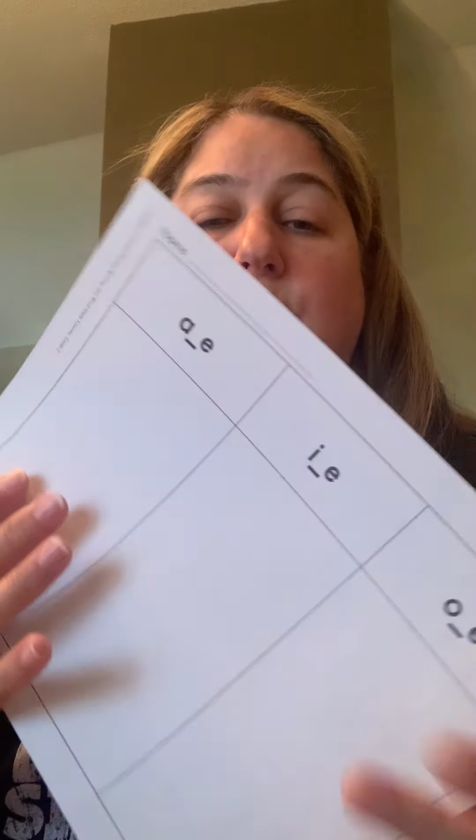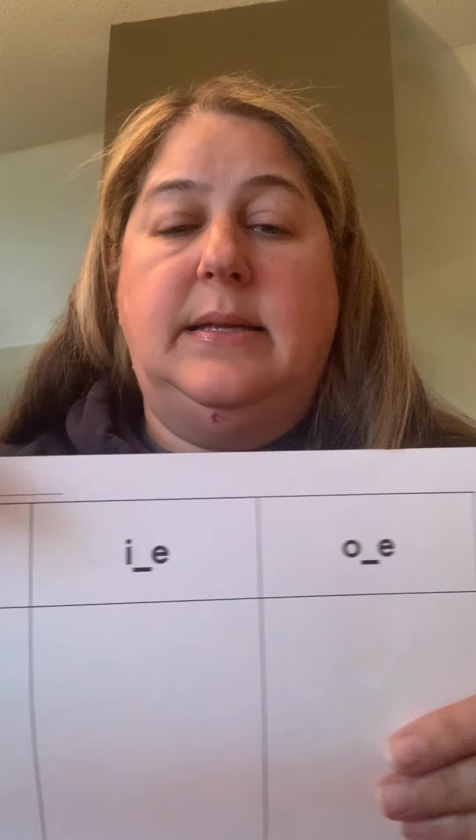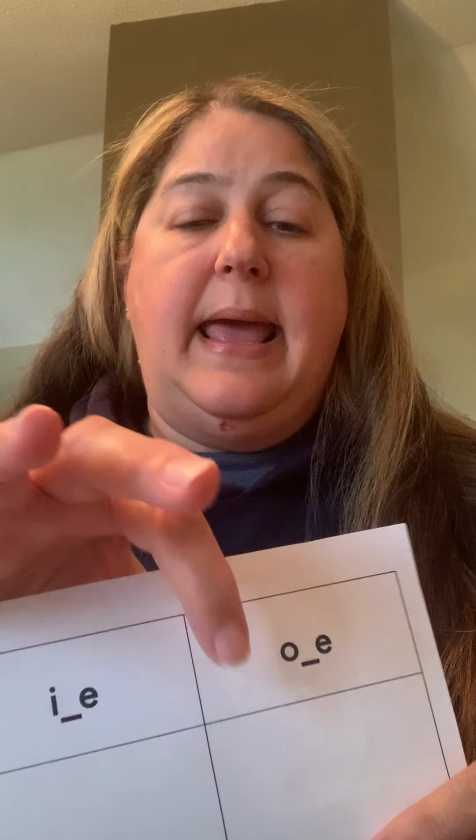I want you to pick at least 2 words from each column. So you're going to pick 2 words from the A and the E, 2 words from the I and the E, and 2 words from the O and the E, and you're going to make a sentence. And then the other extra thing I want you to do is come up with 2 words for each column that are not in the baggie that we have not used yet. So if anybody has any questions, I'll take those now. Thank you.